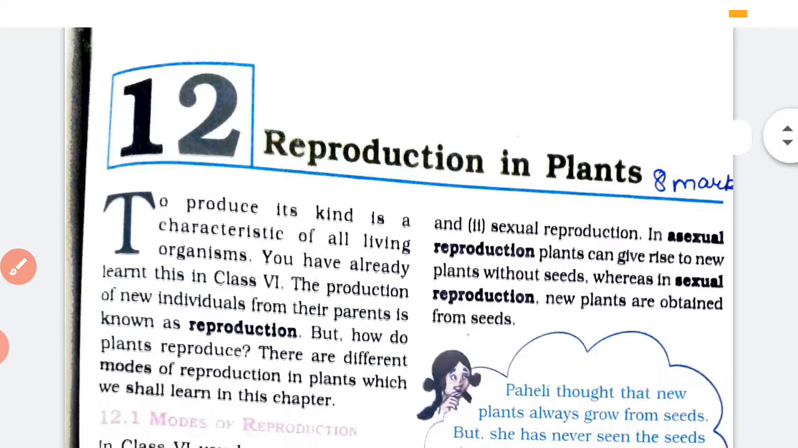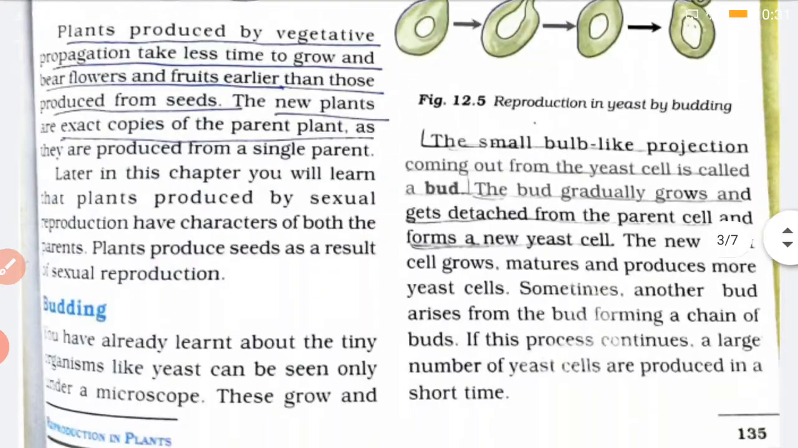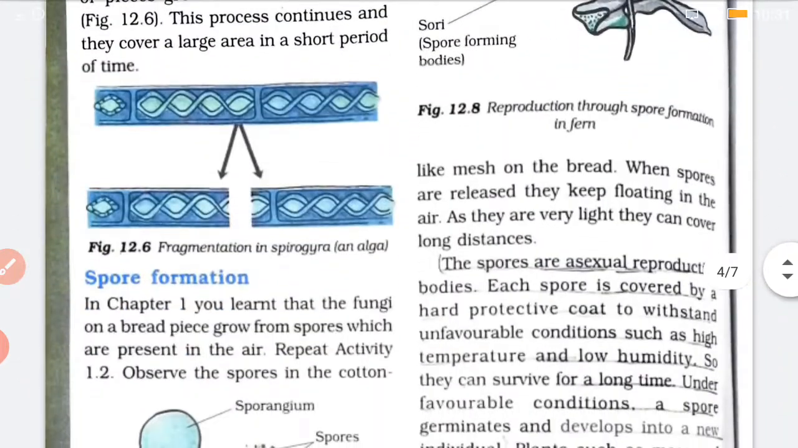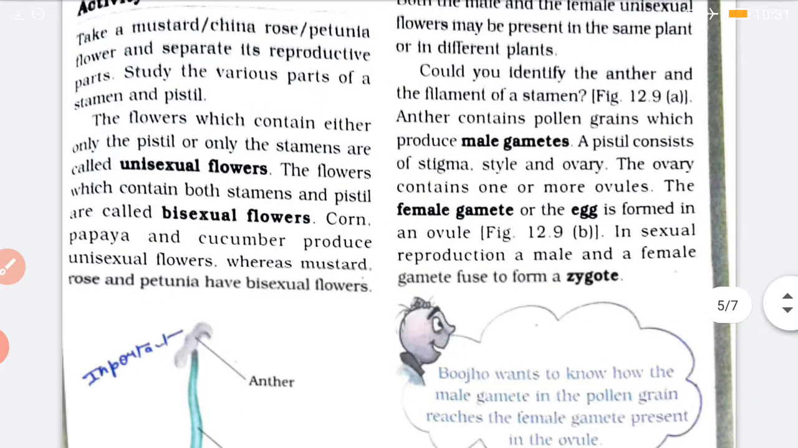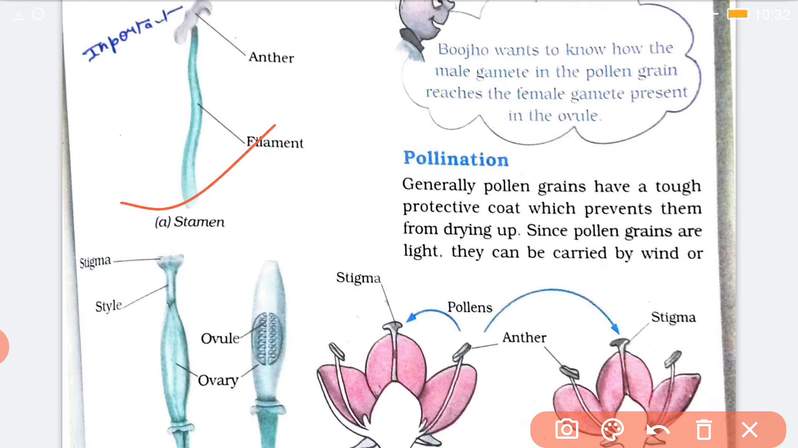Till now we have seen about asexual reproduction. We are in the topic sexual reproduction. In sexual reproduction, which is the important part? The flowers. In sexual reproduction in plants, which part of the plant will take part in the process? It is the flower. So we had seen about the male part of the flower, which is the stamen, and the female part of the flower, which is the pistil.